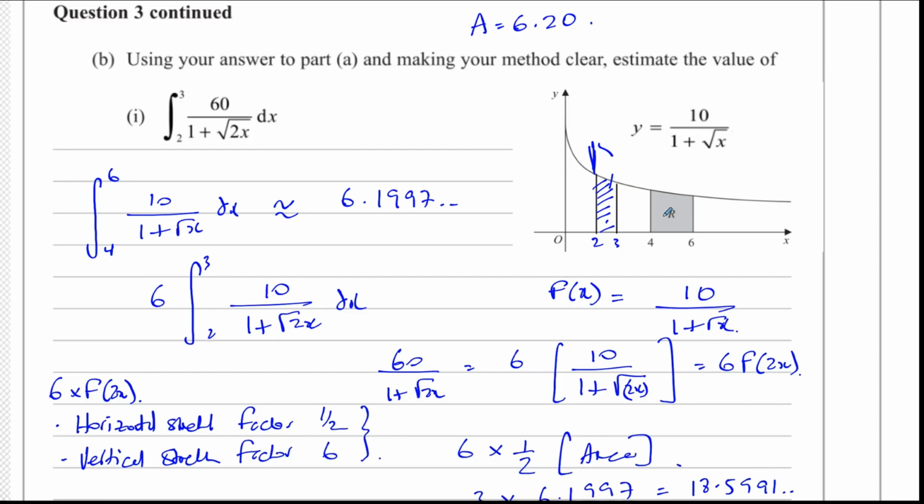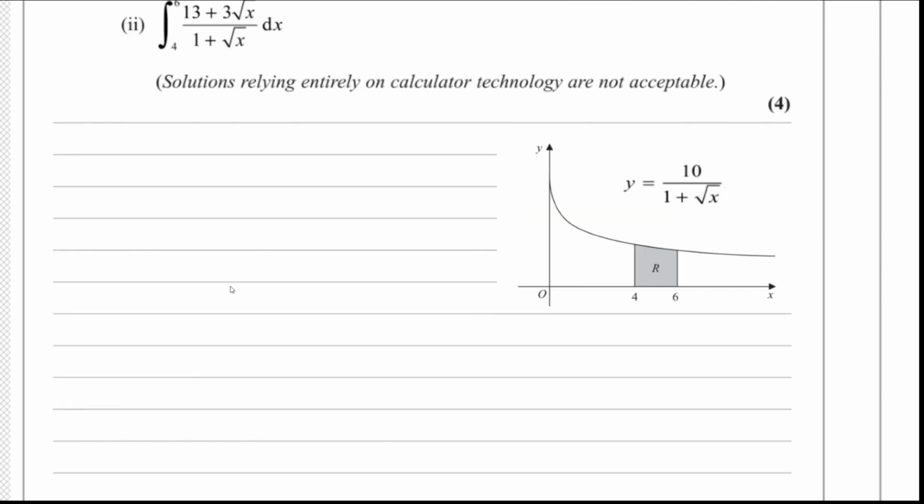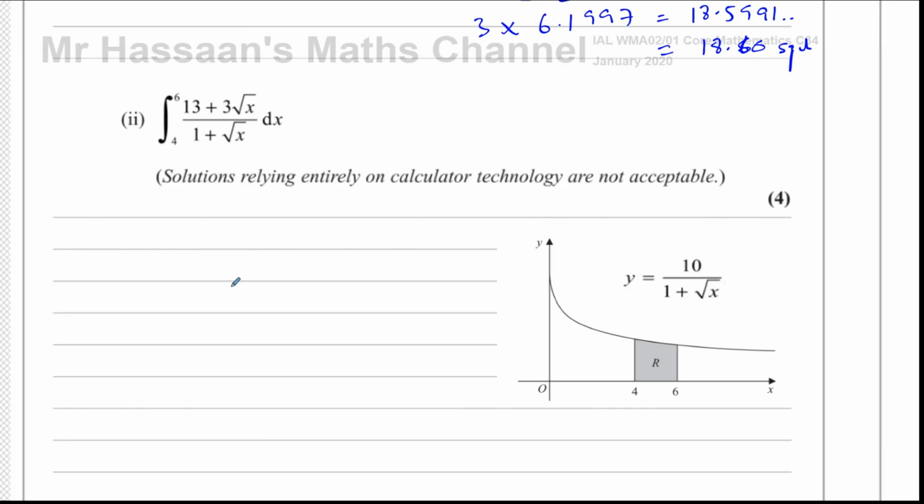The area, according to this transformation, is going to be half the area because the base has been halved, and it's going to be 6 times the area because the height has been raised by 6. So it's going to be 3 times the area in total. Okay, so I hope that's clear. It's a bit of a complicated one, but that's that question.